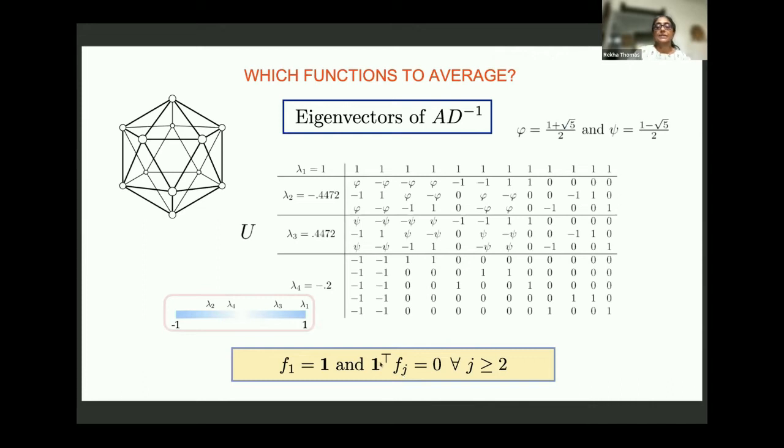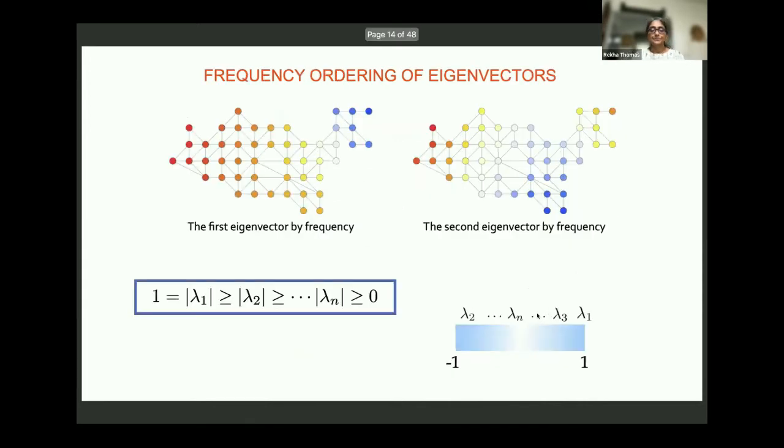And so this is something that will also play an important role in what's coming. All eigenvectors we wish to average, except for the top one, have average value 0. And that makes it really nice and convenient to find what I'm going to explain, our designs. Okay, so that's another feature.